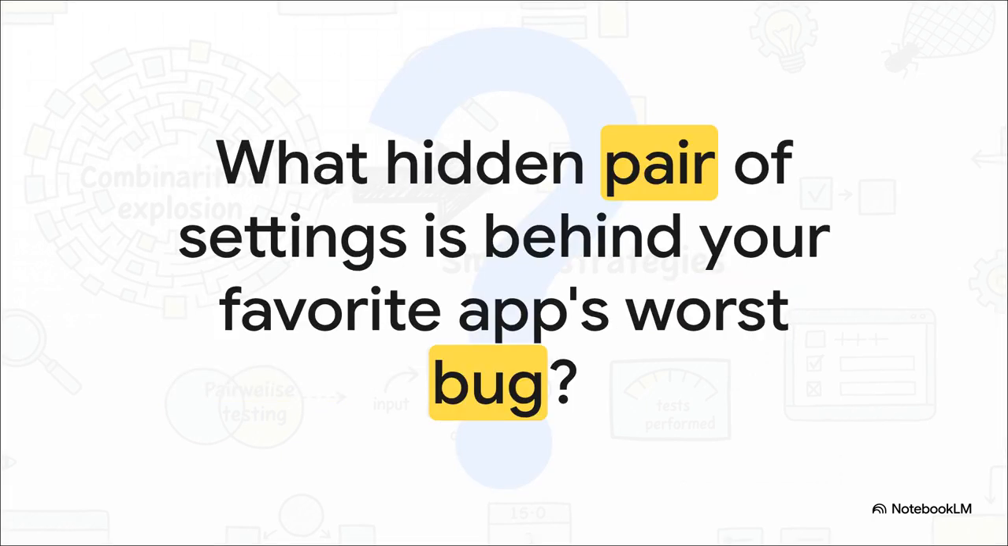And that kind of leaves us with a final thought. The next time you're using an app and it works perfectly, or maybe the next time it crashes on you out of nowhere, just take a second to think about it. It probably wasn't a single setting that caused it, but a very specific hidden interaction between two of them, a pair that the testers either brilliantly caught or narrowly missed.